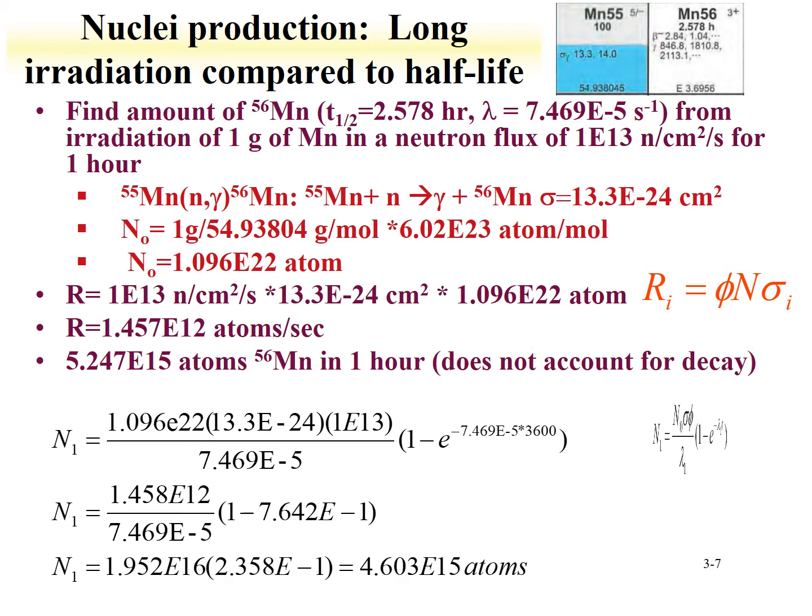Let's consider decay. We use this equation where we have the saturation factor along with the decay constant. Let's plug those values in and solve. We get a distinctly different value, 4.6 times 10 to the 15th atoms. So this is a demonstration that if you are producing an isotope that's relatively short-lived, where the irradiation time is long compared to the half-life, you need to definitely include the saturation factor for accurate assessment of the amount of atoms that would be produced.